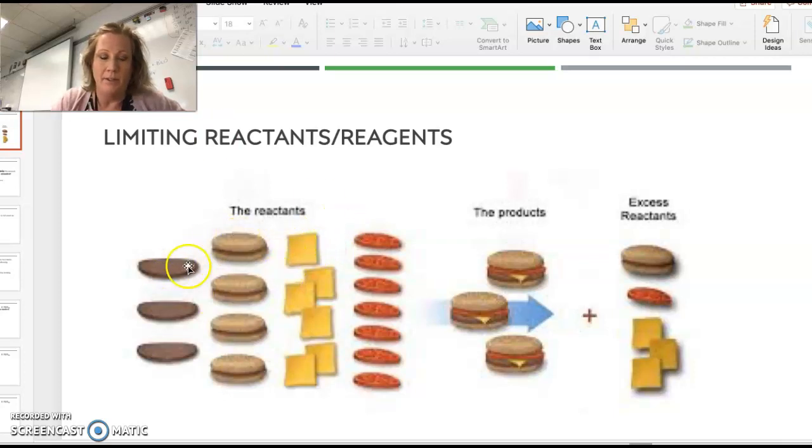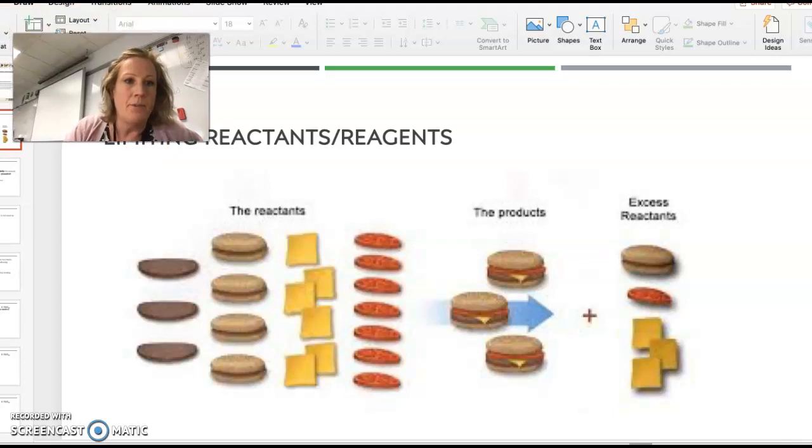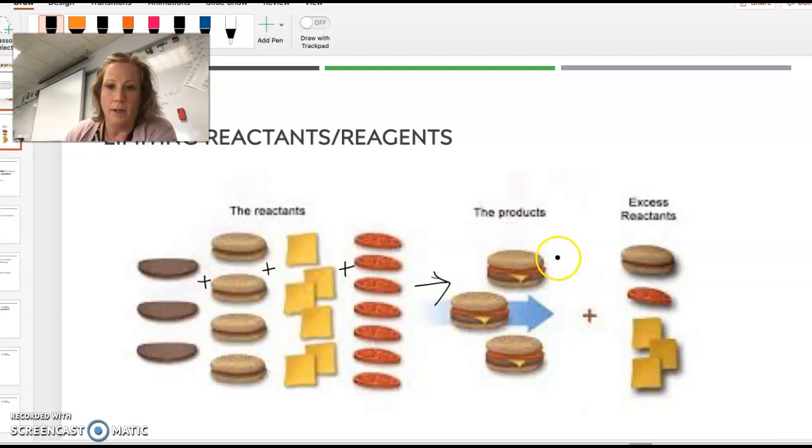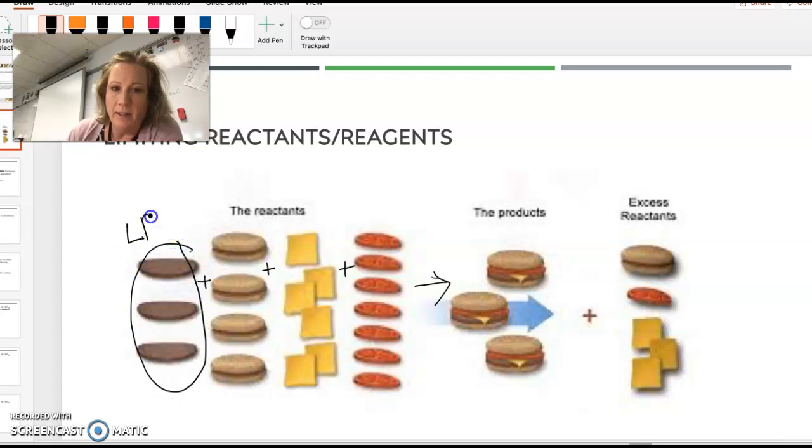Like if I were making burgers, turkey burgers, veggie burgers, whatever, this would be kind of like my chemical reaction. So I would have, let me grab my pen, these burgers plus the buns plus the cheese slices plus the tomato, those are my reactants, and then that would yield the assembled burgers. And then you can see that I ran out of, what did I run out of? The patties. So this is my limiting reactant, the one that made me run out and stop making burgers.